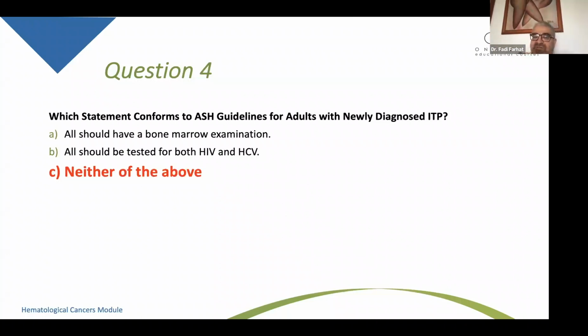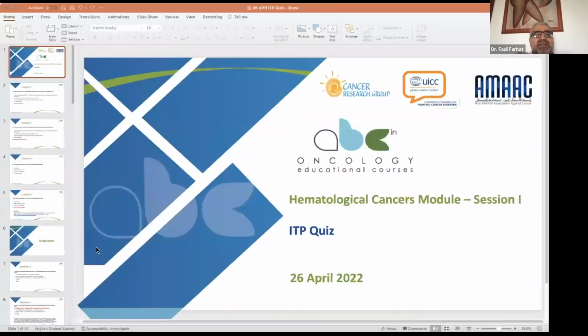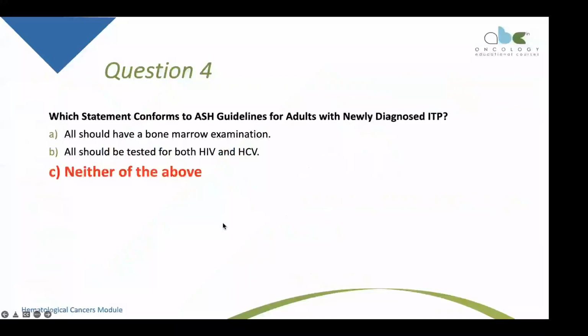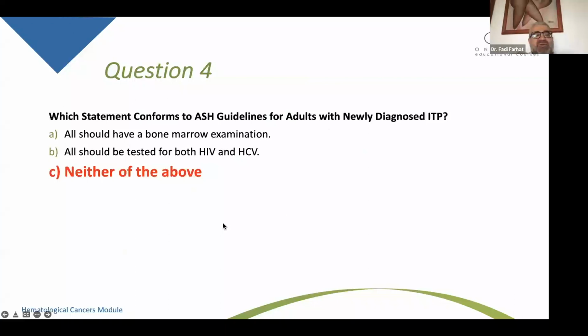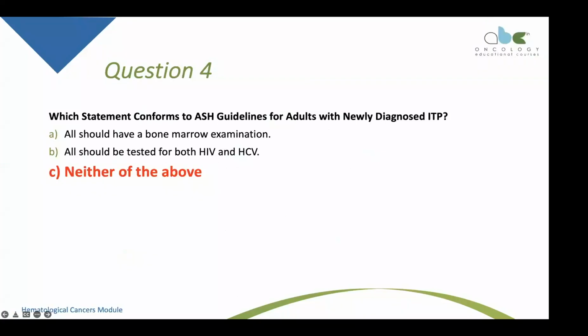Dr. Obedat, you are with us? Yes. So the answer is neither of the above, but should we test all patients for HIV and HCV? And why do we do these tests? To rule out secondary causes of thrombocytopenia. So I think it should be used for all patients.